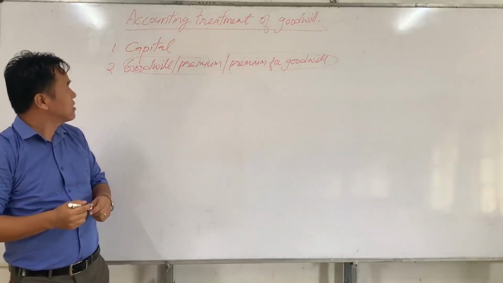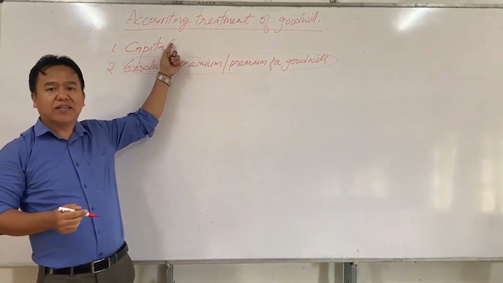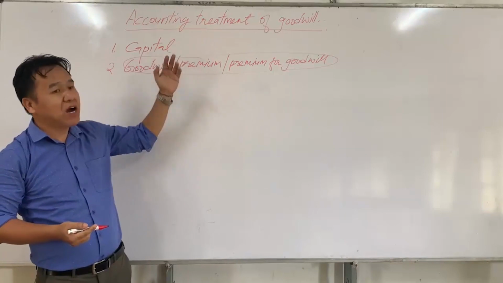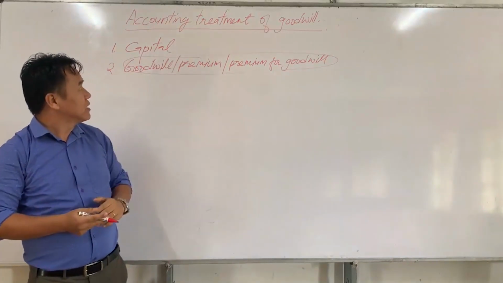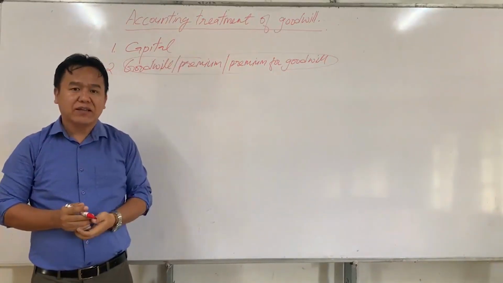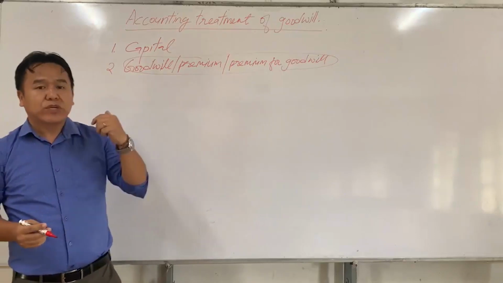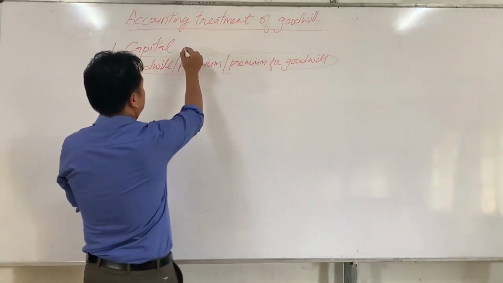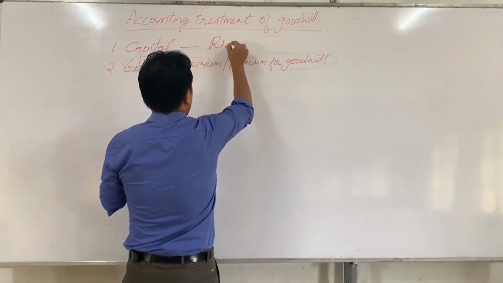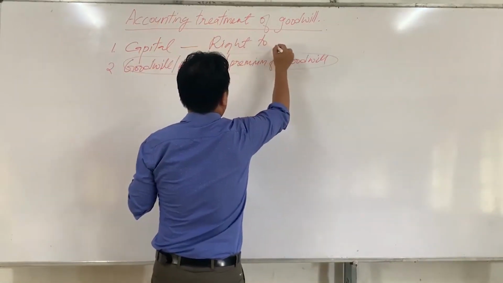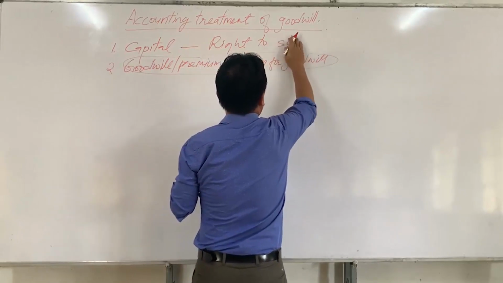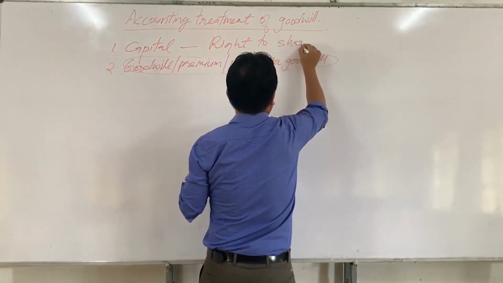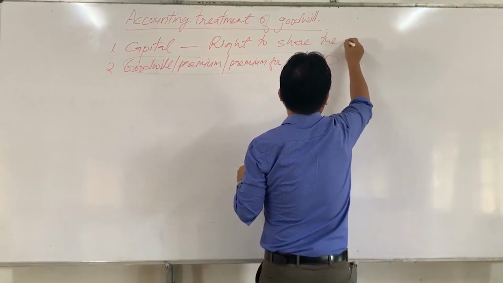Now my question is, why does a new partner have to bring an agreed amount of capital, either in cash or kind? The reason is to get his share of assets in the firm. Right to share the assets.